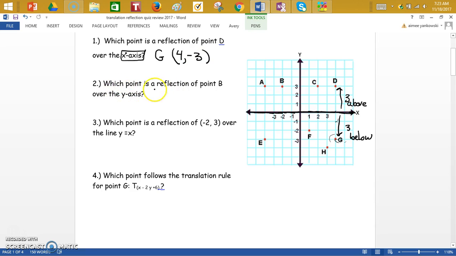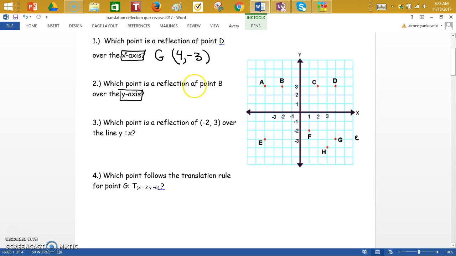All right, let's take a look at the next one. It says, which point is a reflection of point B over the y-axis? So now we'd be going over the y-axis. So again, Miss Gandro would have you then highlight the y-axis. If on your quiz it's too much to have just the one grid, you want one for the y-axis, one for the x-axis, just let your teacher know. We can always provide you with a second copy of this grid.